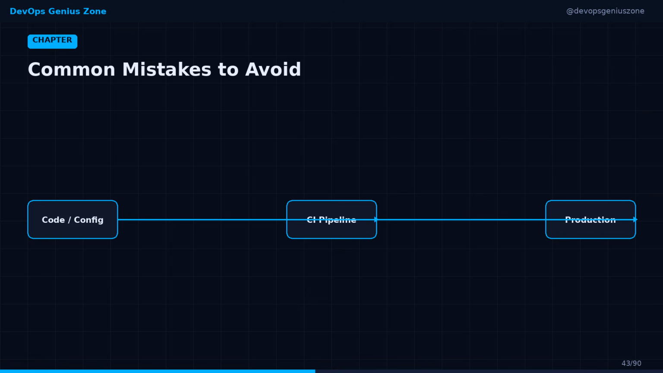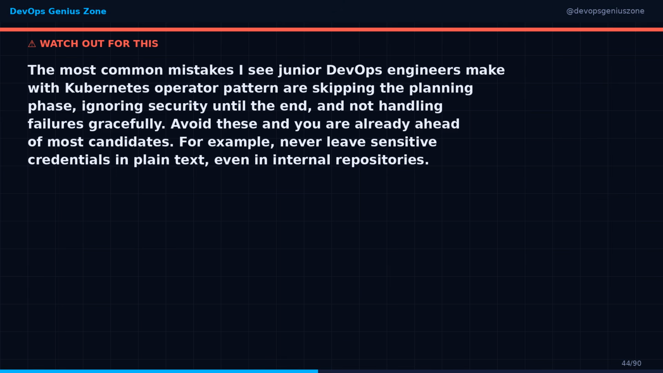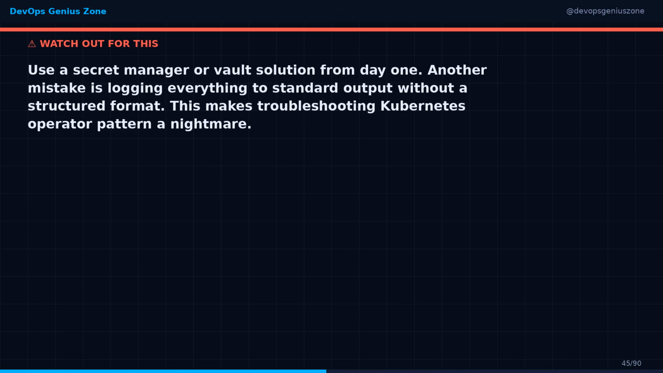Another mistake is logging everything to standard output without a structured format. This makes troubleshooting Kubernetes operator pattern a nightmare. I've seen outages prolonged for hours because the logs were unusable. Spend time on your logging strategy from the start. A more subtle mistake I see, even from engineers with a couple of years of experience, is treating Kubernetes operator pattern as a one-time setup task instead of an ongoing practice.